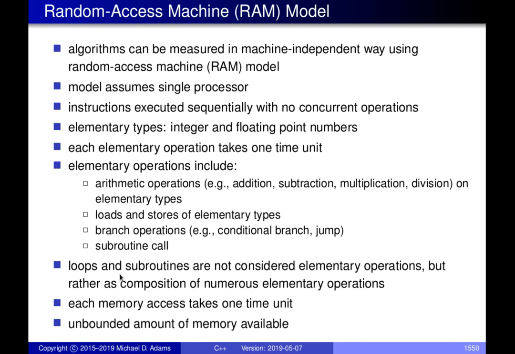Loops and subroutines are not considered elementary operations. A loop is a whole bunch of elementary operations, so it's going to count as a whole bunch of operations. And once you get into the subroutine and start executing the code there, the subroutine probably consists of a bunch of different operations. So the subroutine itself is not a single elementary operation. Hopefully that makes sense. And each memory access is assumed to take one unit of time. We assume unbounded memory. You can see this model is very unrealistic. We don't have infinite memory in practice, and access to memory can vary widely depending on whether we hit the cache or whether we have a page fault, etc.